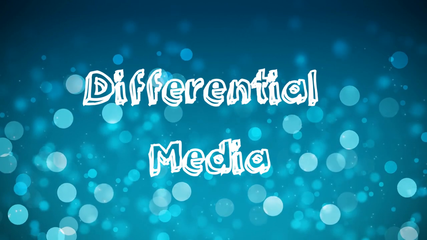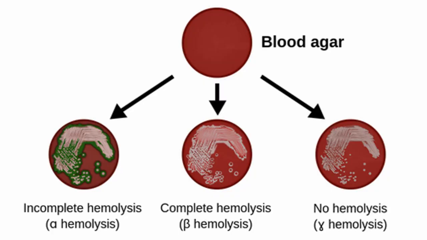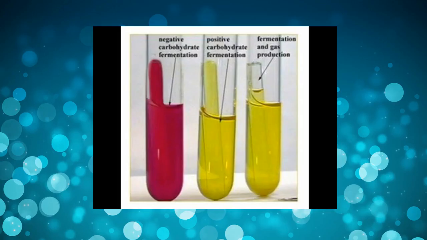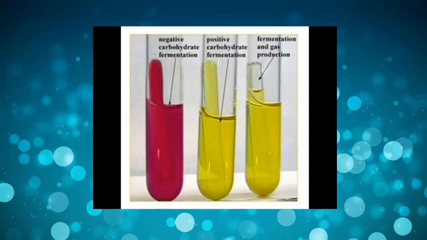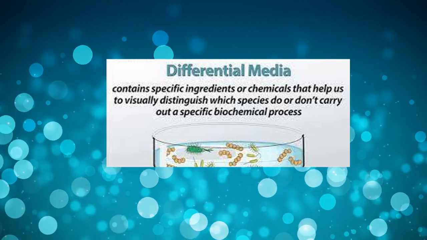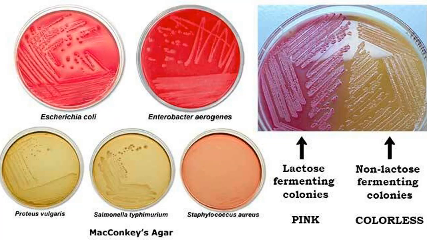Next is differential media that allow multiple types of microbes to grow but are designed to display visible differences among them, either in the form of variation in their colony size or color on solid media, or in the formation of gas bubbles and precipitates in liquid media. These variations come from the presence of certain chemicals in these media and the different reaction of the microbes to them. MacConkey agar is both selective as well as differential media.